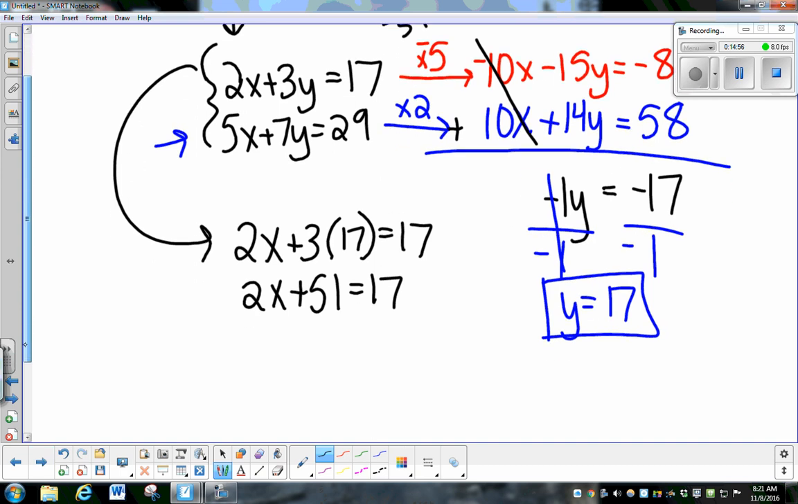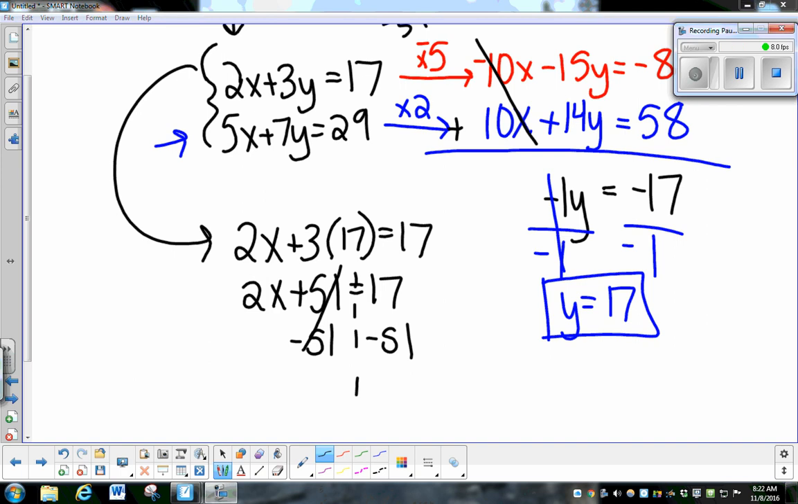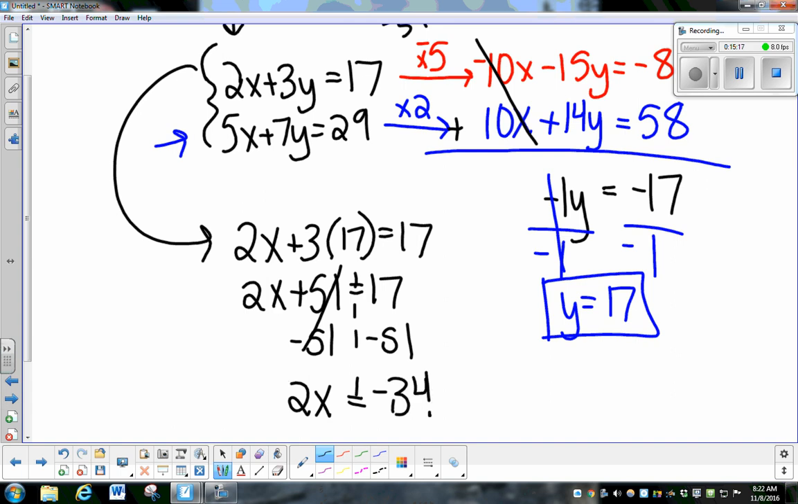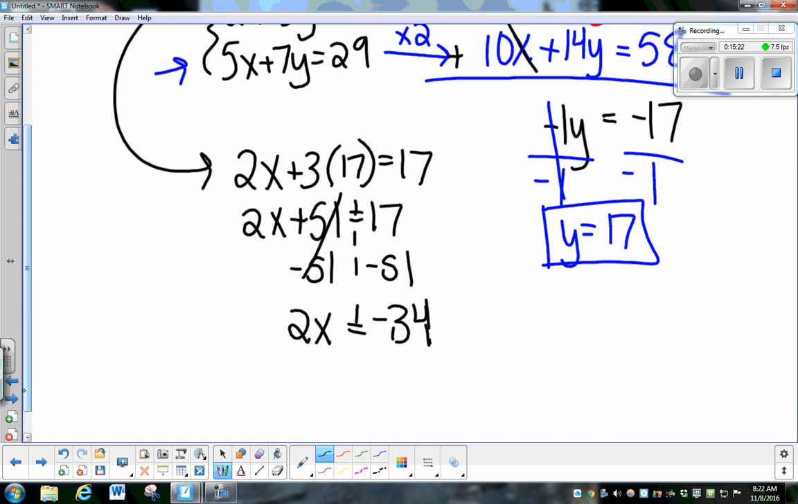All right, so now to get this x by itself, I just need to undo my addition and subtraction first. So I'm going to subtract 51 from each side. So let's see what I've got left here. I've got 2x equals 17 minus 51. I think that's negative 34. And then all I've got to do is divide by 2. I hope that's right. So x equals negative 17. Huh. All right, that was nice. So my x value is negative 17.